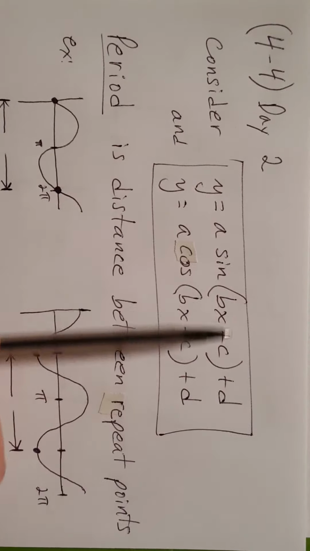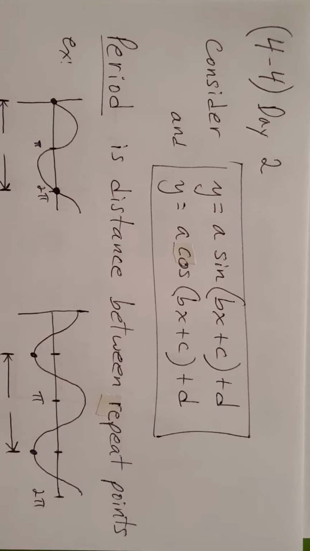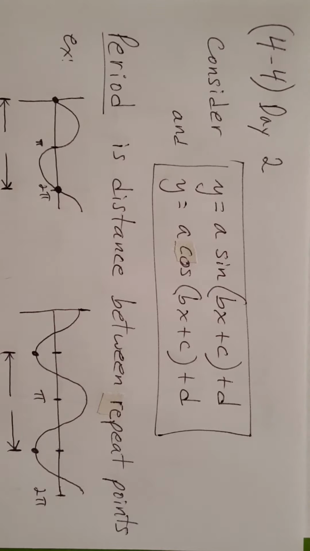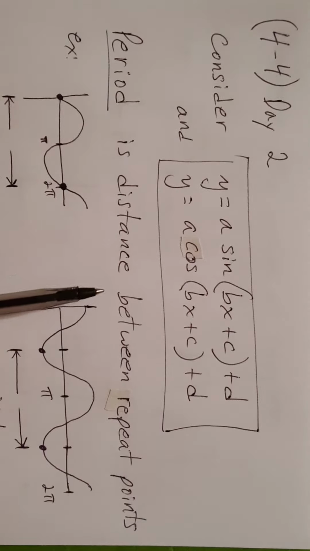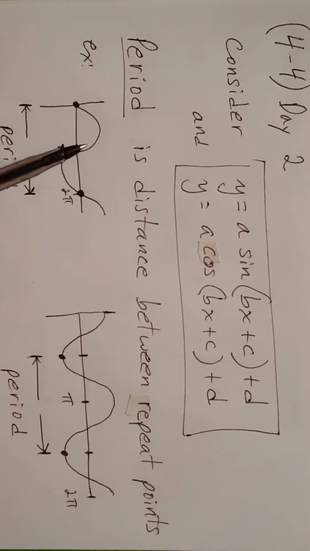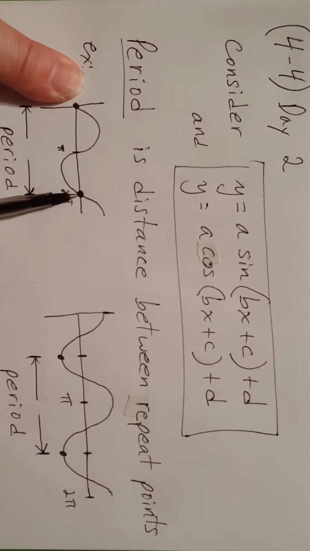Now we want to talk about what these other numbers do. If you have a number further down the function, what does it do to the graph? First, let's talk about the period. The period is the distance between repeat points. If you look at a sine wave or a cosine wave, eventually it'll start repeating. For this one, it starts repeating right here. So we say the period is 2 pi. That's the distance that it takes to repeat.